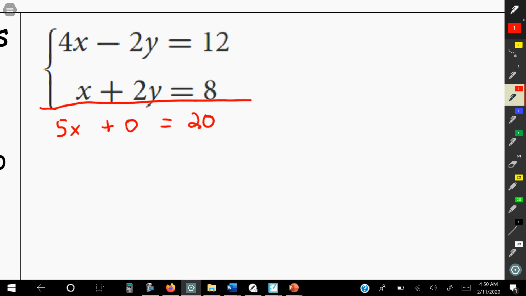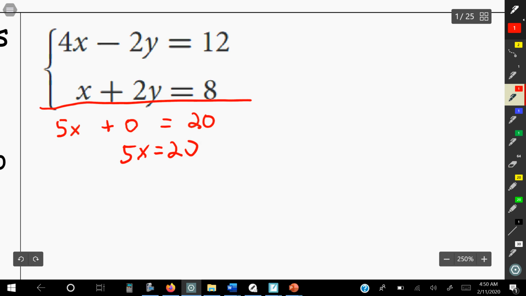You don't always have to write this 0. I just want to have it in place here so you can see it. But the 5x plus 0 equals 20. It's going to be 5x is equal to 20. Now we're just going to solve for x by dividing by 5, and x is equal to 4.